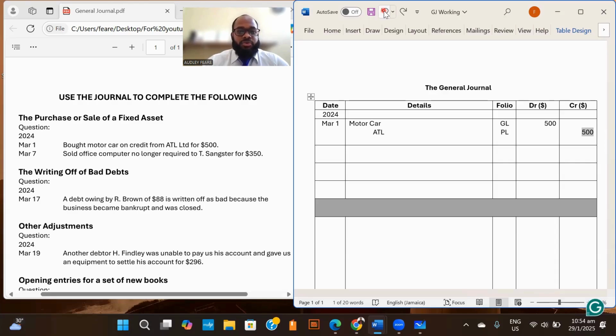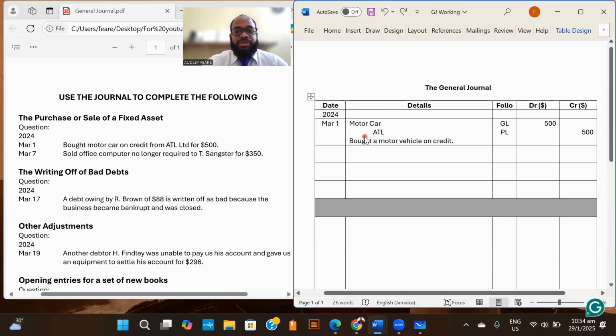The last thing we'll have is what we call the narrative. All right, and we put the narrative there, something short just to tell what happened. We bought motor vehicle on credit. The second one was where we sell an asset.